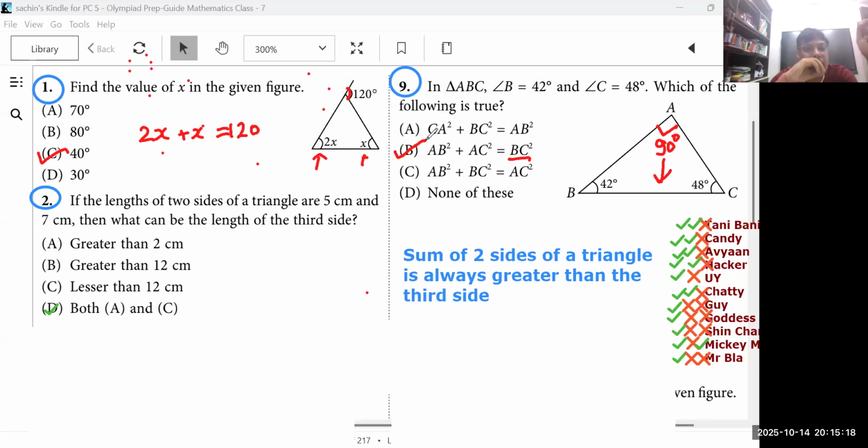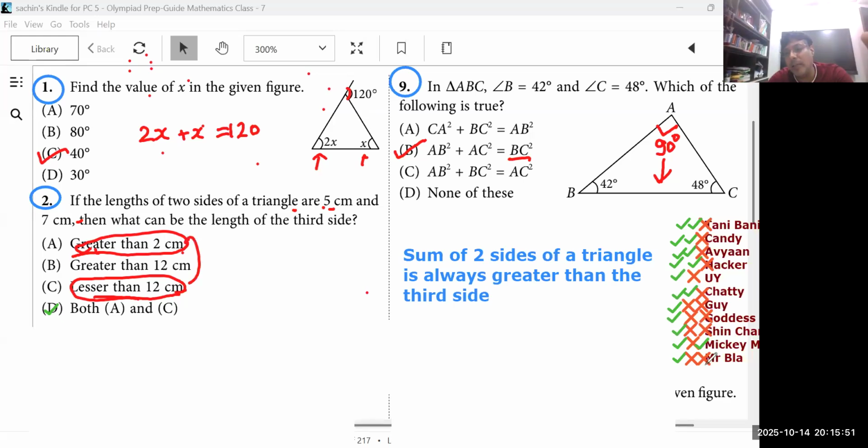Then next, if two sides of a triangle are 5 and 7, what does the third side have to be? Lesser than 12, because 5 plus 7 will be 12. It has to be lesser than 12. Then it has to be greater than 2, why? Because 2 plus 5 is 7. So it has to be greater than 2 and lesser than 12. That is why we did similar questions in the class also.